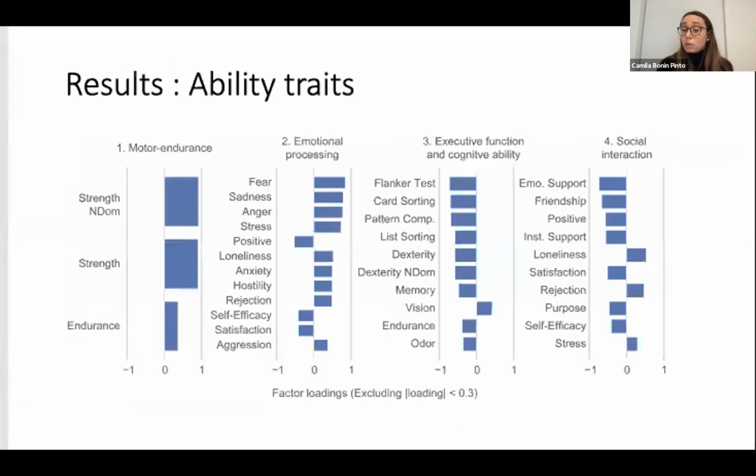So as I mentioned before, first we drew the ability traits. We used a common data reduction analysis here: factor analysis. We also evaluated the number of optimal factors that could explain the variance of these traits. And we ended up with four traits: motor endurance, emotional processing, executive function and cognitive ability, and social interaction. Here you can see the individual loadings of each of these tasks, but for now I think we should focus on the four ability traits.